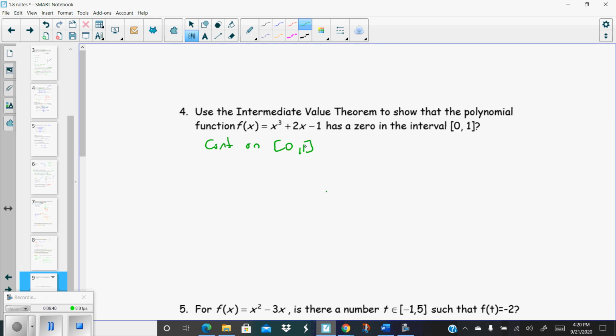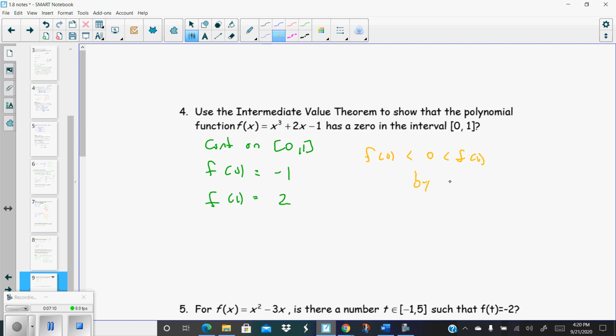Let's check the endpoints. So f of 0, f of 1. If we plug in 0, you get -1. You plug in 1, you get 1 plus 2, which is 3, minus 1 is 2. Those two things differ in sign. So just like we said before, f of 0 is less than 0, which is less than f of 1.